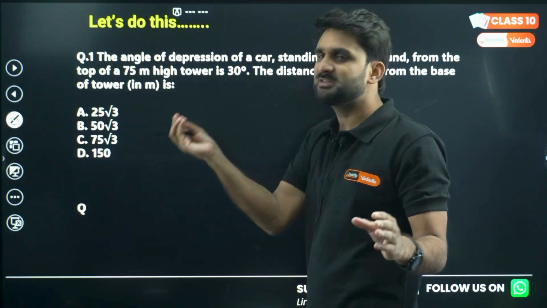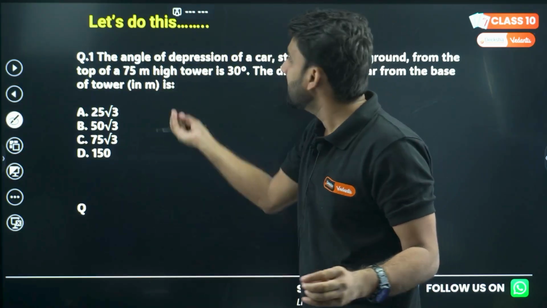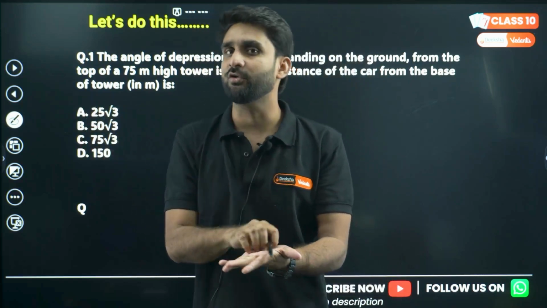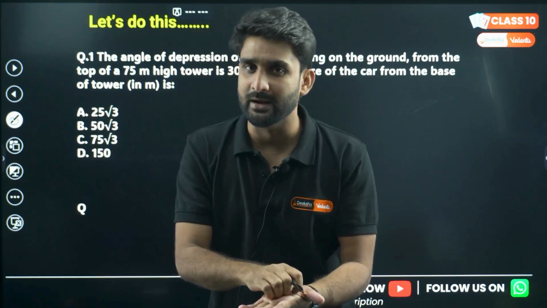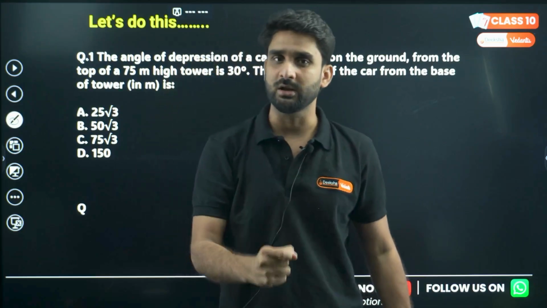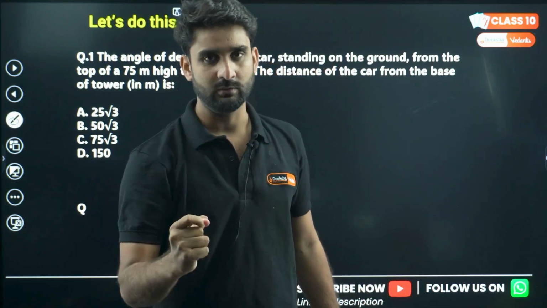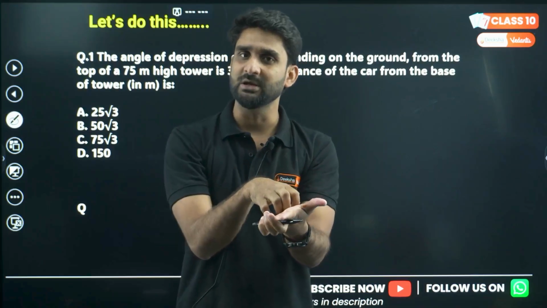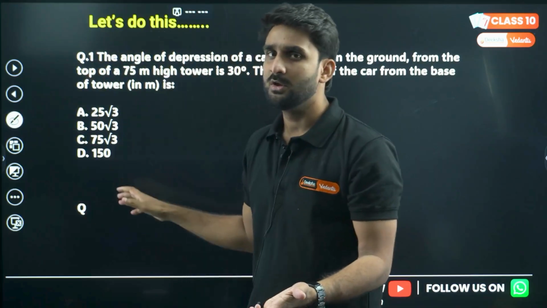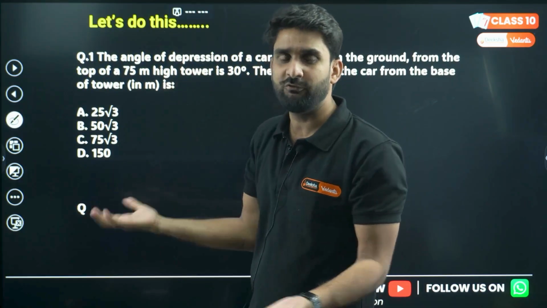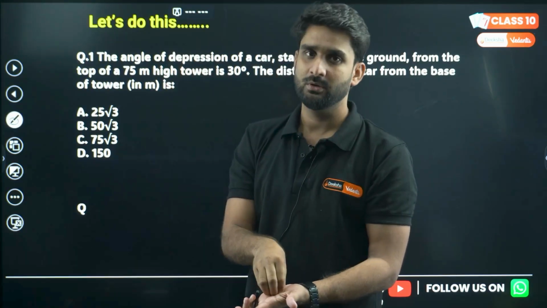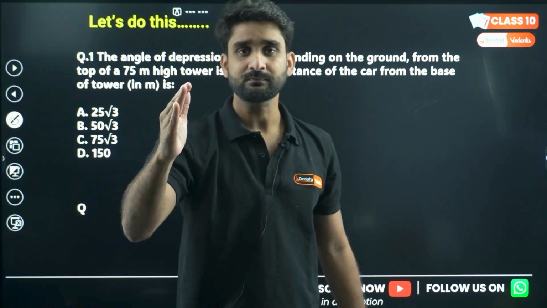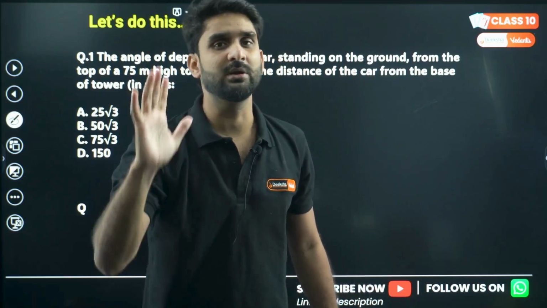Just give a bit of respect to the question, and try to understand what exactly it is saying. Once you understand the language of the question, you will be able to draw the diagram, because in application of trigonometry, the diagram plays an important role. If you are not able to draw the diagram as per the information provided in the question, you cannot do the question. So make sure you draw the diagram neat and clean first.